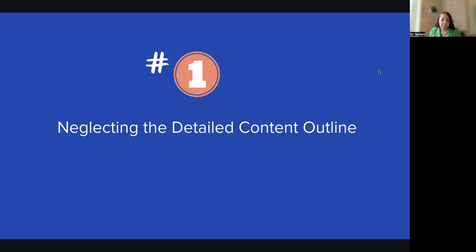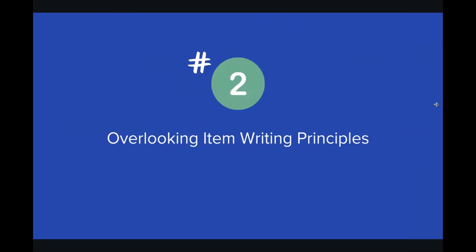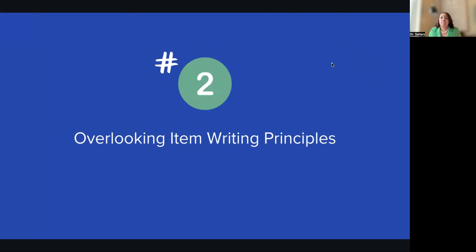Okay, so number 1 is neglecting the detailed content outline, which we use the detailed exam blueprint in your candidate handbook. Okay, so mistake number 2 is overlooking item writing principles. Well, what do we mean by that? Think about the art and the science associated with writing an exam question. Okay, we know that it takes both.